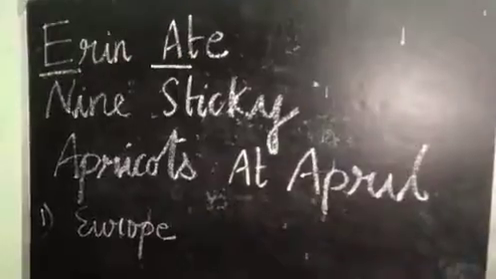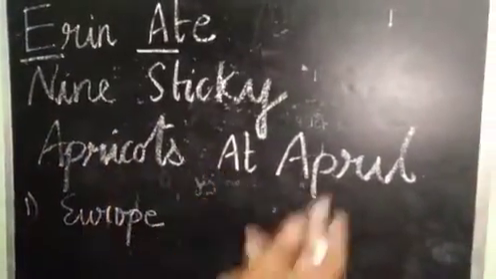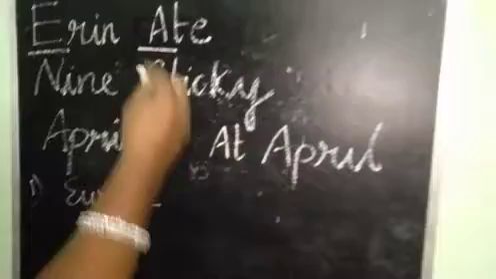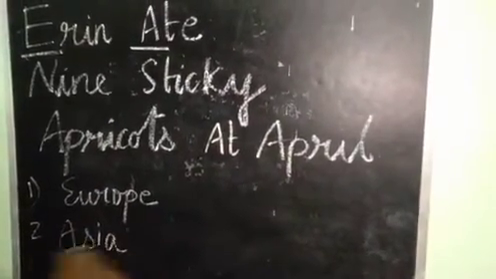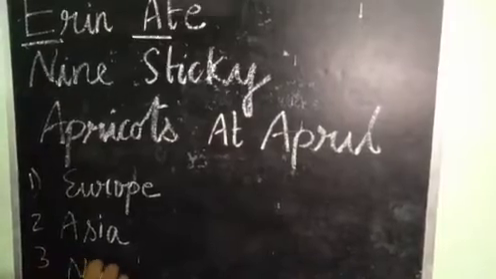I'll tell you one small sentence by which you can remember all the names of the 7 continents. Erin, 8, 9 sticky apricots at April. E for Europe, A for Asia, N for North America.